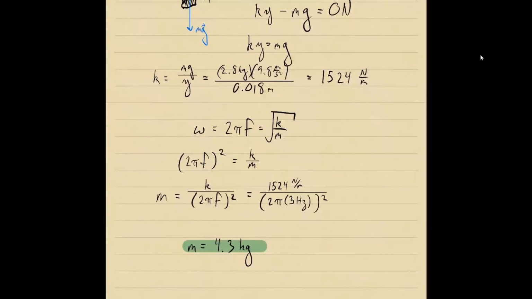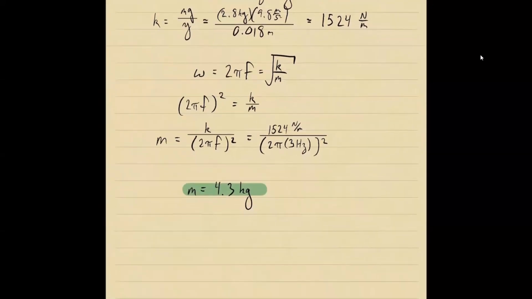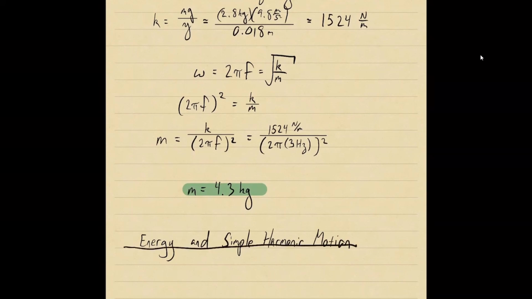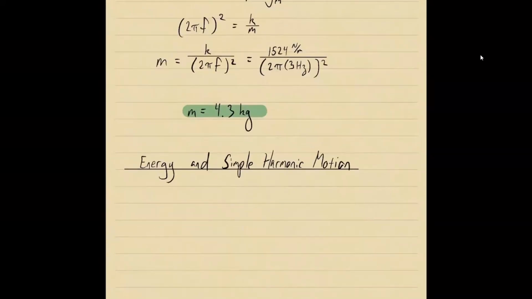Now, the very last topic that I'm going to cover today is called energy and simple harmonic motion. So the gist of it is like this. We can store energy in springs or in pendulums if we lift them up, or in molecular bonds. Anything that can act as a spring can act as a storage space for energy.